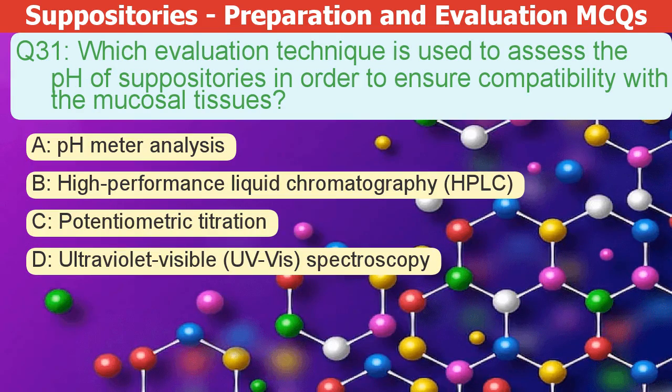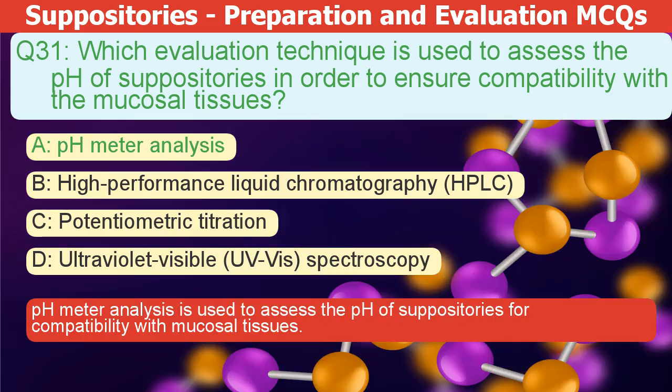Which evaluation technique is used to assess the pH of suppositories in order to ensure compatibility with the mucosal tissues? A. pH meter analysis. B. High-performance liquid chromatography, HPLC. C. Potentiometric titration. D. Ultraviolet visible, UV spectroscopy. The correct answer is A. pH meter analysis is used to assess the pH of suppositories for compatibility with mucosal tissues.